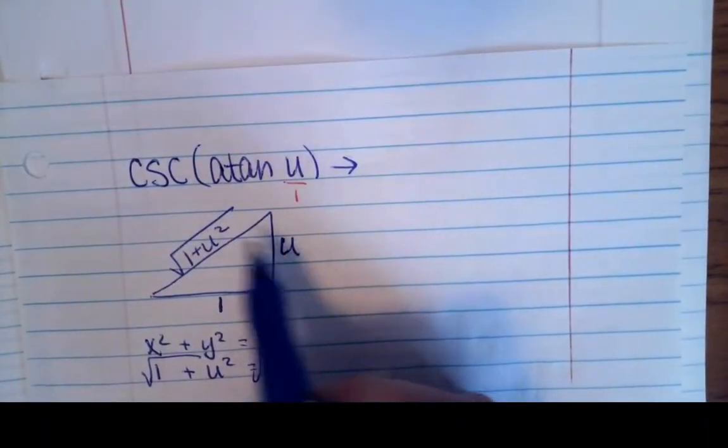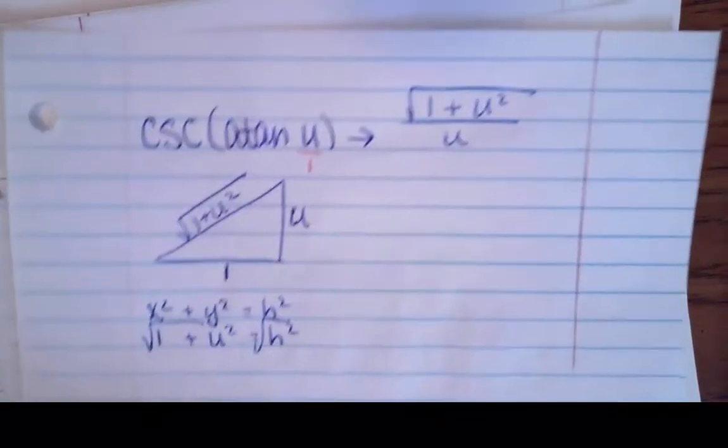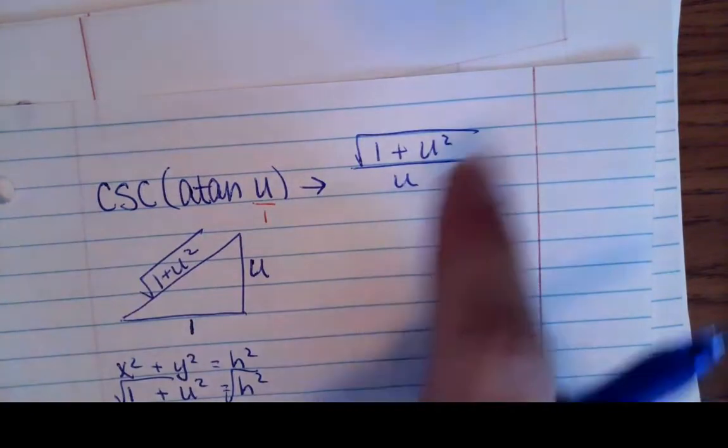So what's the cosecant of this? The cosecant is going to be the reciprocal of sine. So instead of opposite over hypotenuse, it's hypotenuse over opposite. So I have the square root of 1 plus u squared over u. If I told you what u was, then you would be able to tell me what the cosecant was. All right, let's try another one.